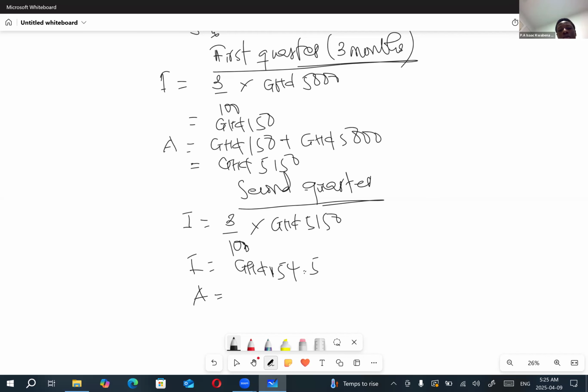Amount will be equal to 5,150. Well, it's correct, but I just want to do it this way: 154.5 plus 5,150. What's the answer?